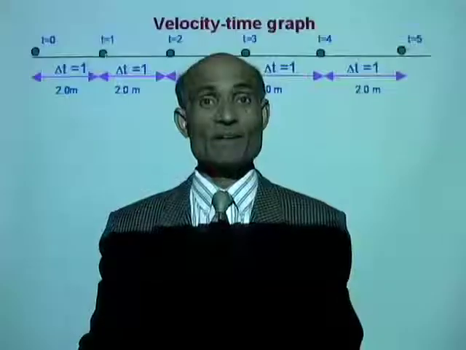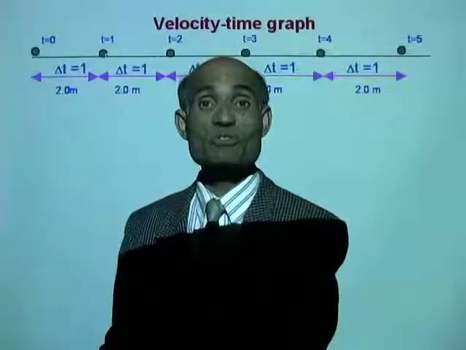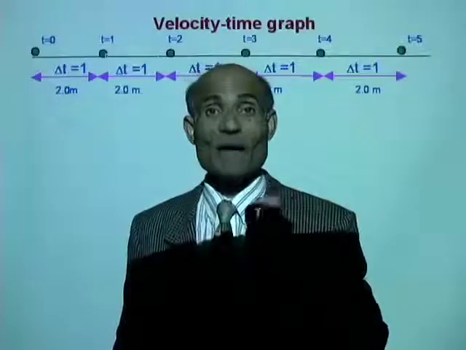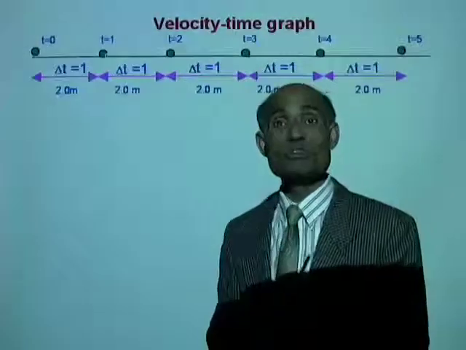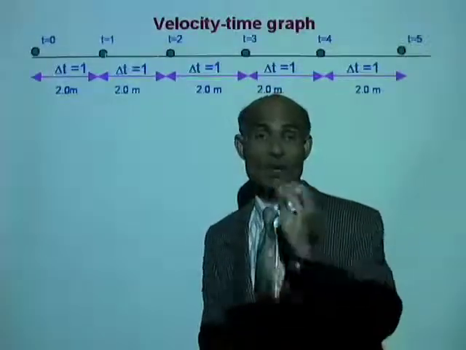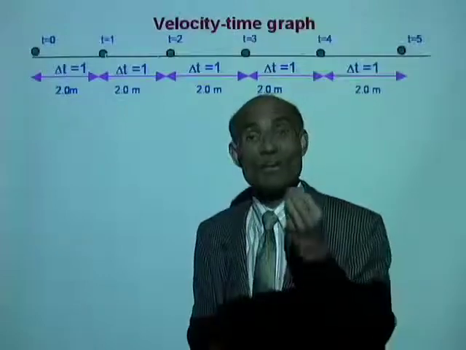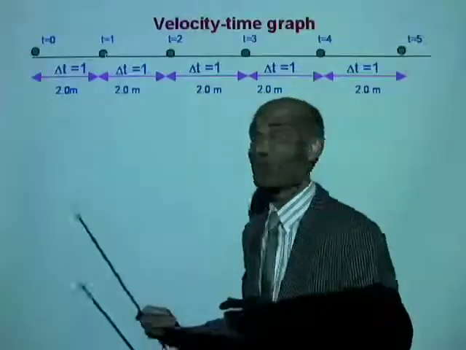Alright, let's start by looking at uniform velocity, how the velocity against time is plotted and how it can be used. Here I have the picture of a particle that is moving with uniform velocity. Can you look at this picture and tell me what is its uniform velocity?